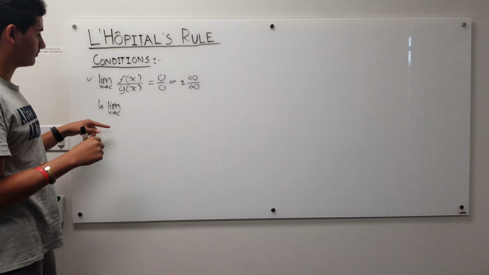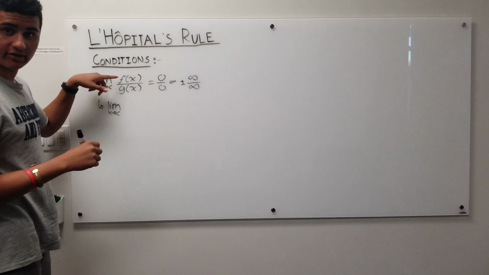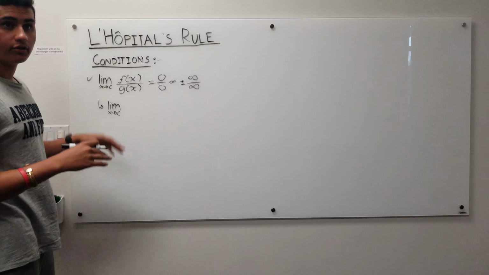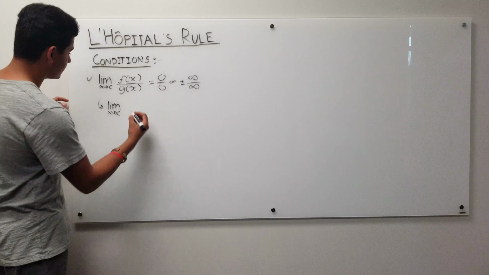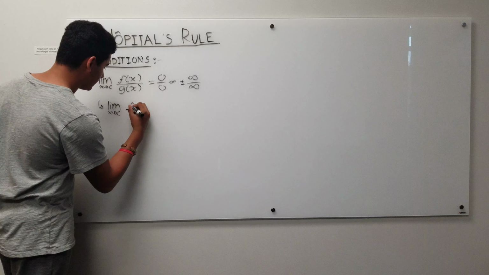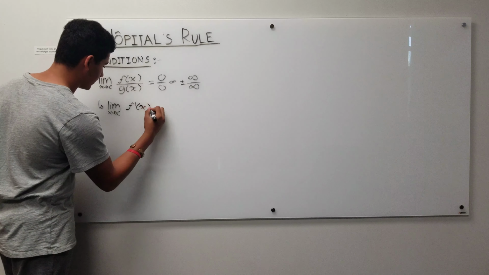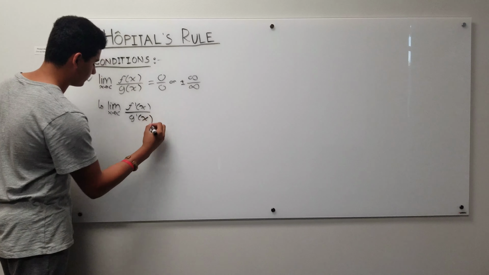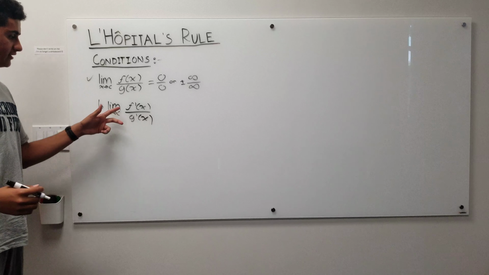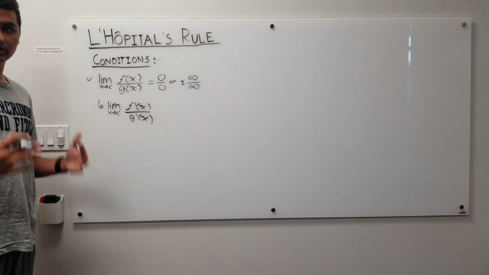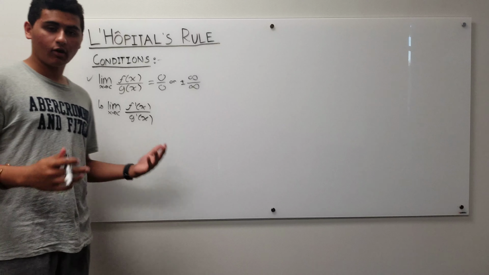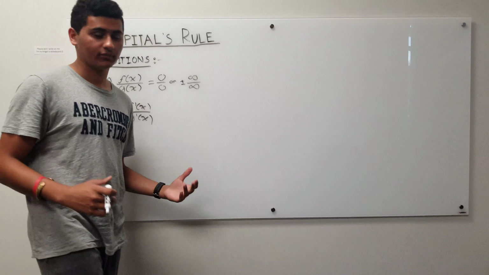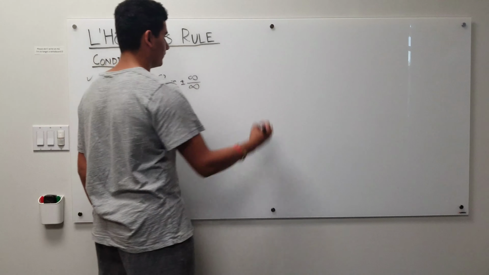This part stays the same. But what you're going to do is take the derivative of the numerator alone and the denominator alone. You're not actually going to be taking the quotient rule here. So what you're going to do is it's going to be f dash x by g dash x, and you're going to take the derivative of both of them individually. Now, I'm going to go over some problems which require you to use L'Hopital's rule. So why don't we get started with the first one?